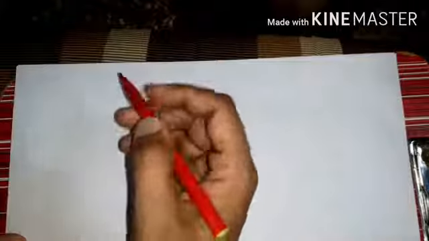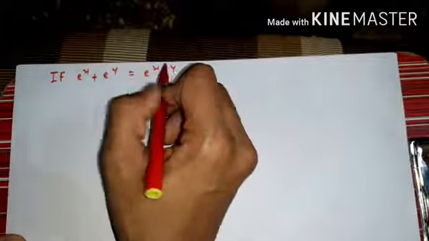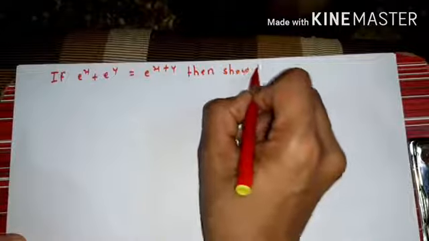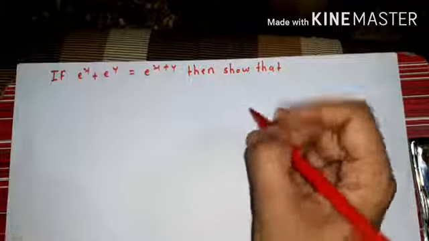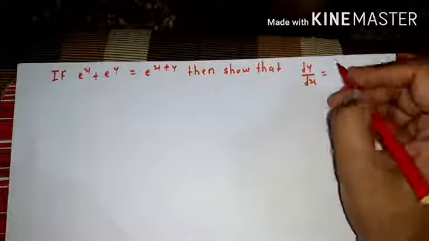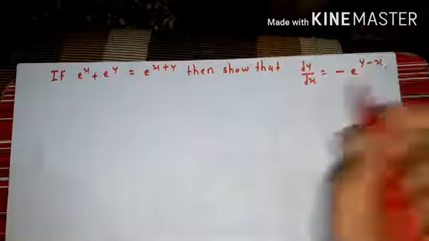If e raised to x plus e raised to y is equal to e raised to x plus y, then show that dy by dx is equal to minus e raised to y minus x.